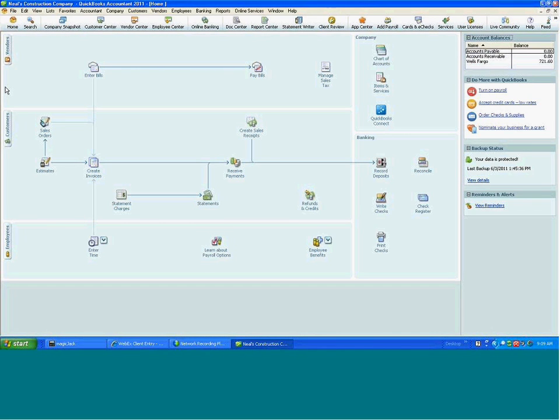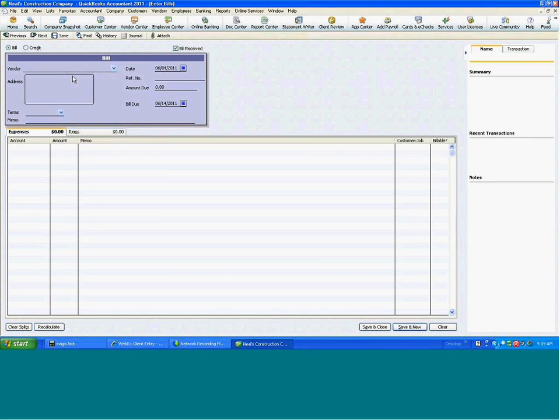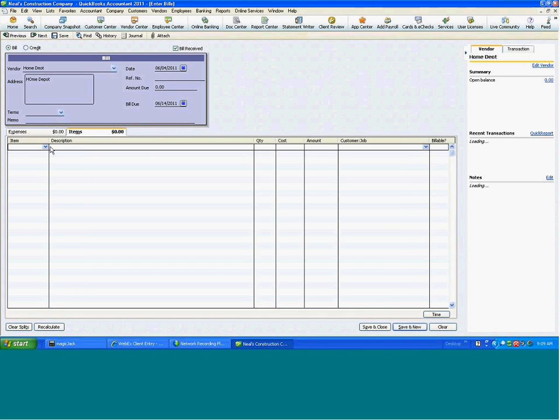Now we finish the job. And I find out that I've got some materials left over. Go up to enter bills, and the vendor was Home Depot that I took the stuff back to. Again, we're dealing with items here. 2x4s, I took back 5 of them. And again, I have to identify the job it's for.